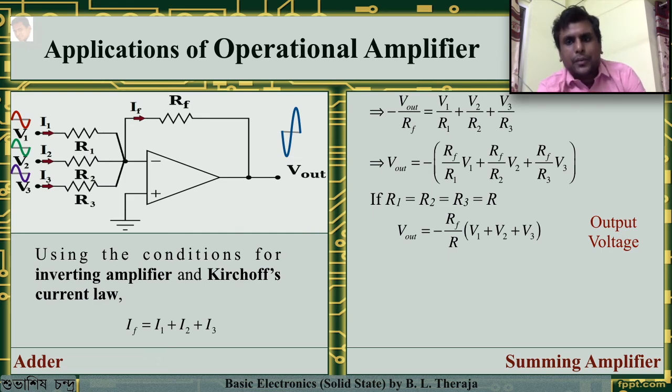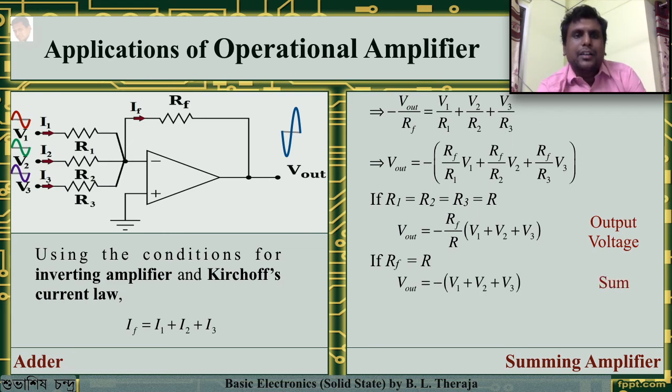We can do another approximation in which Rf is equal to R, and therefore the output voltage is simply the inversion of the algebraic sum of the input voltages. Another interesting application can be when R equals 3 times Rf. Here the output is the average of the input voltages.